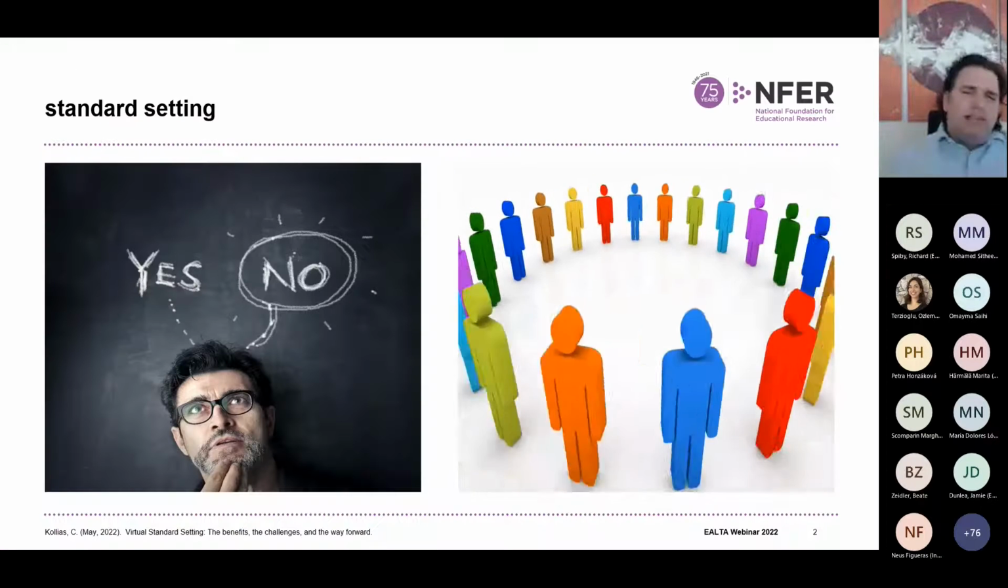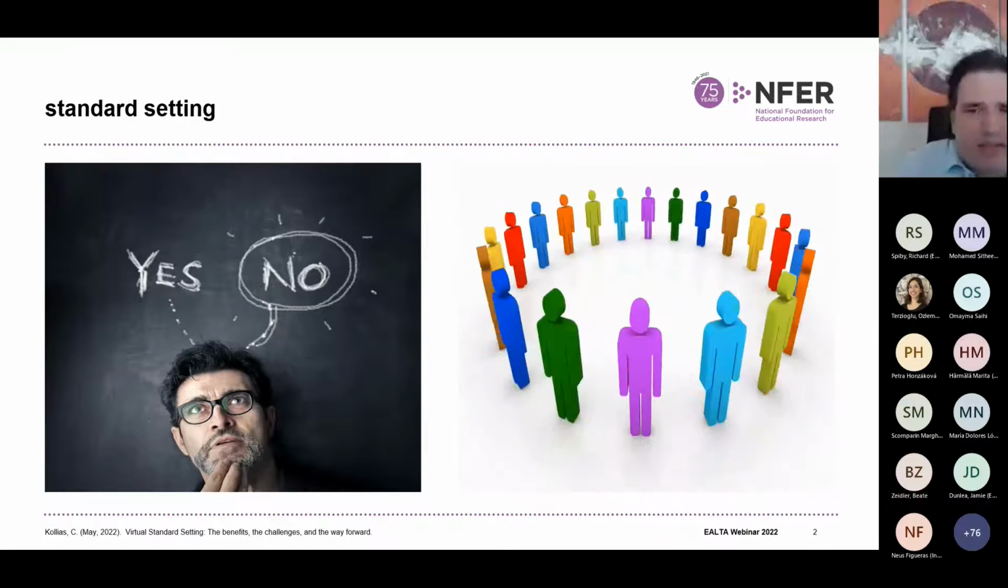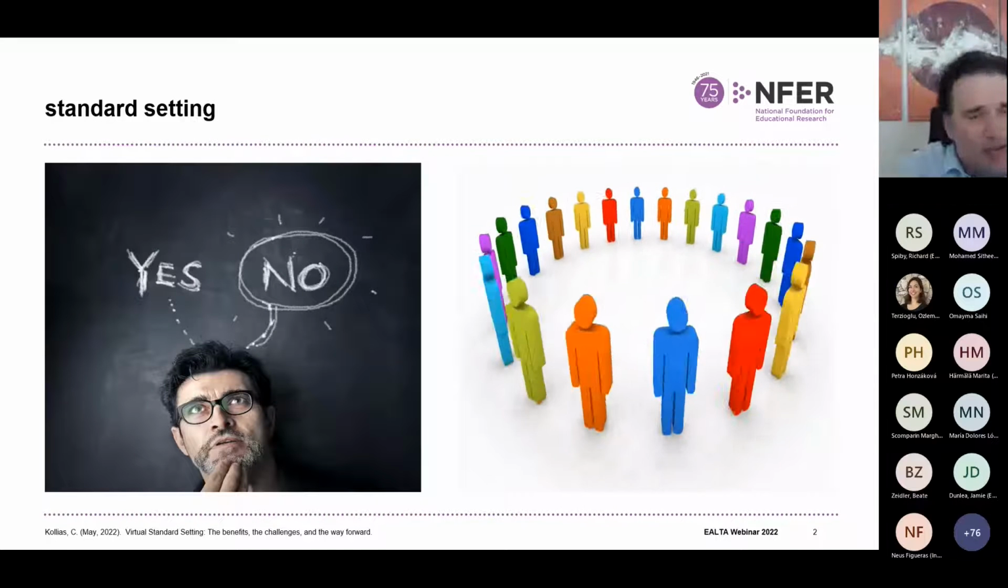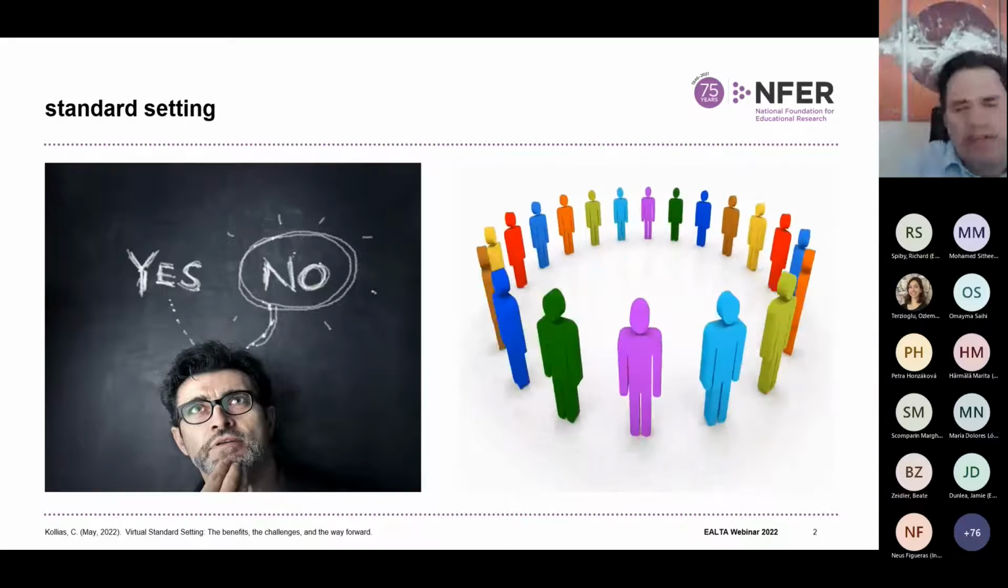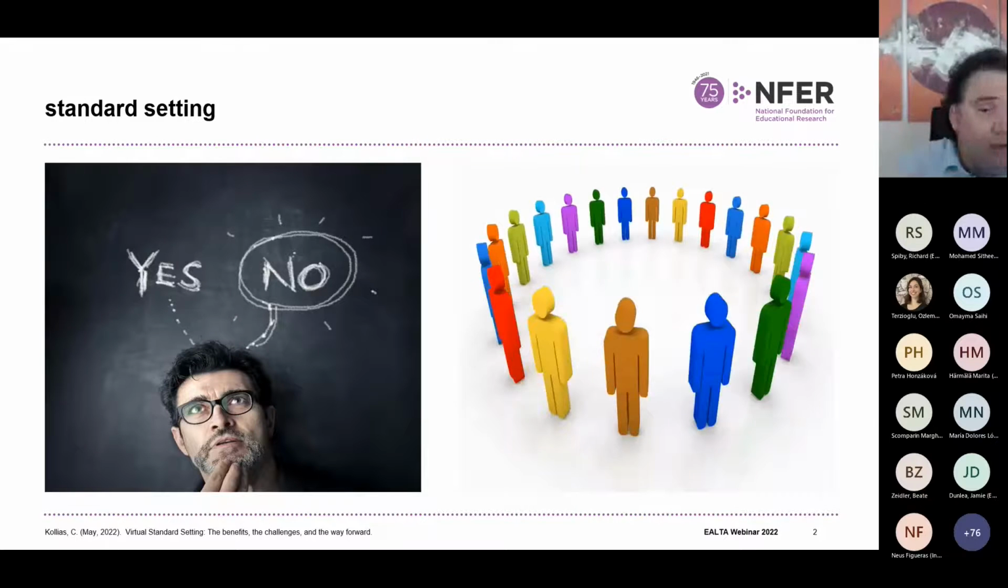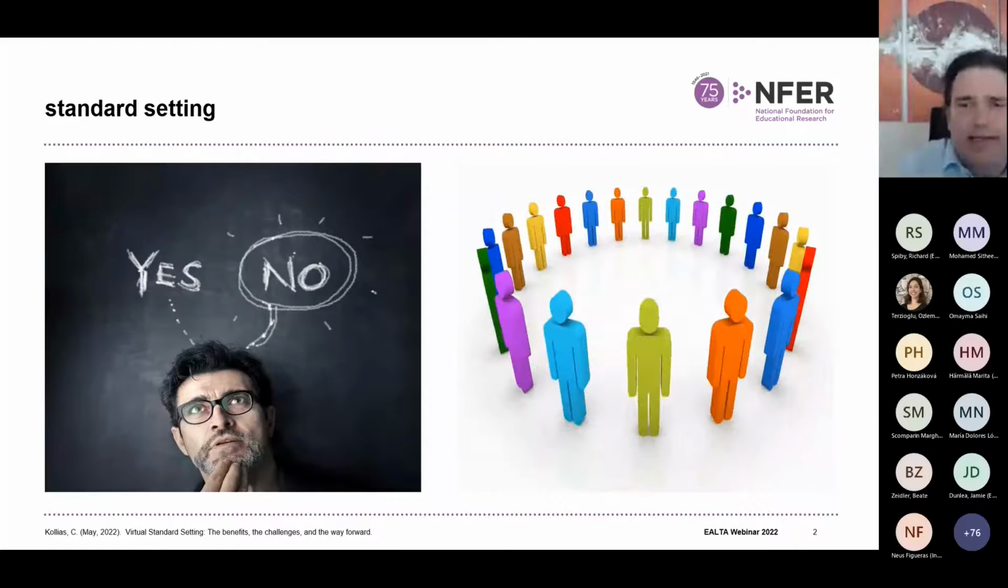So let's begin with what standard setting is. It's a decision-making process of setting cut scores, a point on a scale that usually separates students into at least two categories, pass or fail. Standard setting usually entails recruiting a group of subject matter experts, our judges, getting them to go through a number of preset activities to facilitate their decision-making process so as to recommend one or more cut scores.